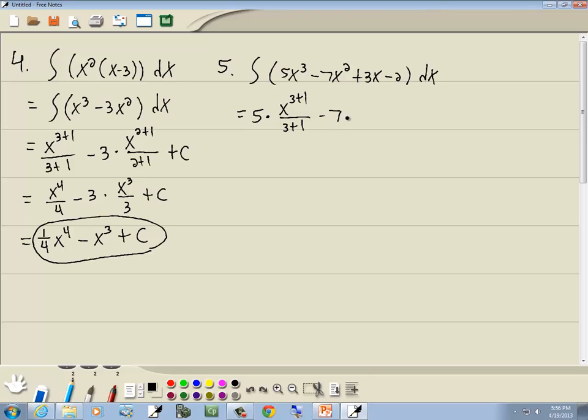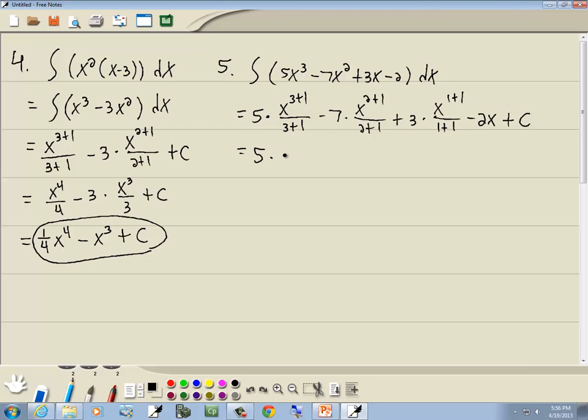Minus 7 remains. Add 1 to our power, so 2 plus 1, and divide by our new power. Plus 3 stays out in front. Now this is x to the first power. So we'll add 1 to our power, so we've got 1 plus 1, and divide by our new power. Now the negative 2, whenever you just have a number, then you put an x on it. And then we always put a plus c at the very end.